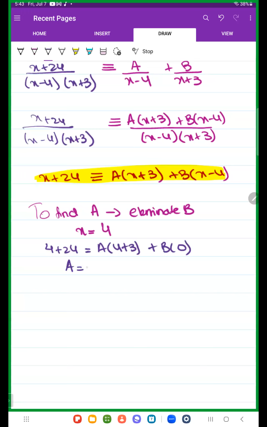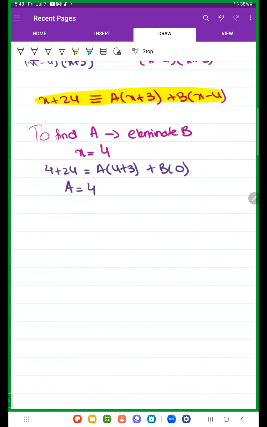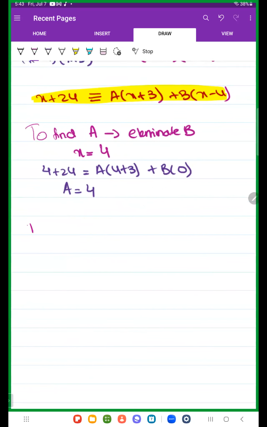What are you getting a as? Just a second. 4. Yes, 4. Now calculate b for me. What will you put in x as to find b? Minus 3. Yes. So to find b, you need to eliminate a, for which you put in x as minus 3.